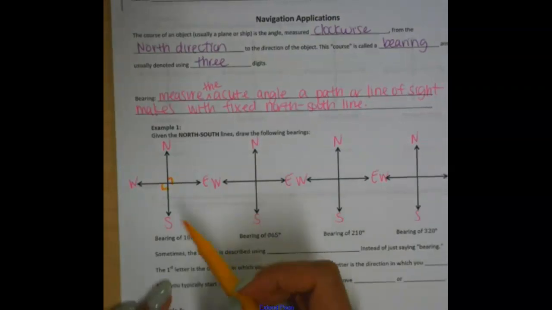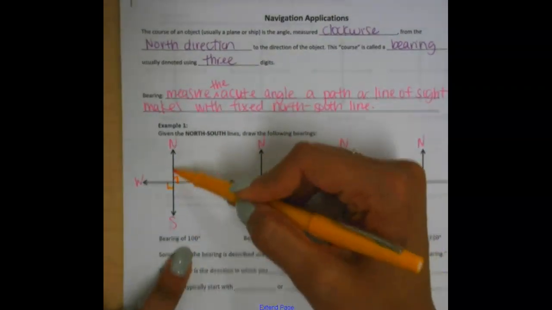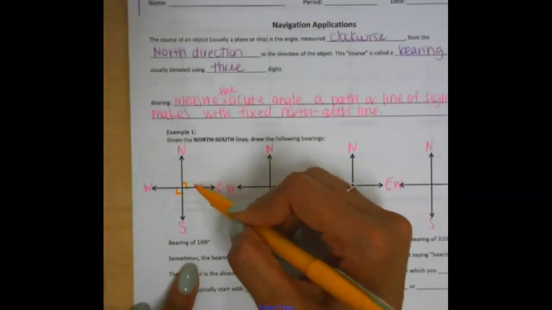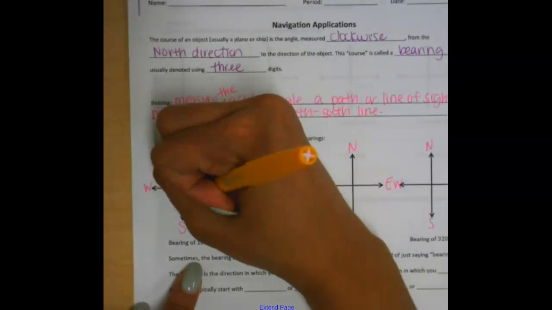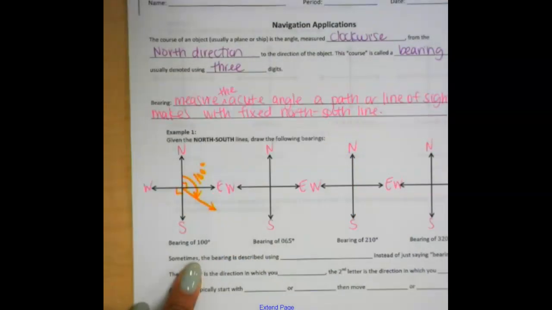So keeping that in mind, if I was looking for 100 degrees, you're going to start with your north line, because that's what it said here. Start with your north direction clockwise. So I'm going to go down. This is 90 degrees. 100 would be probably somewhere in here. This whole angle would be 100 degrees.